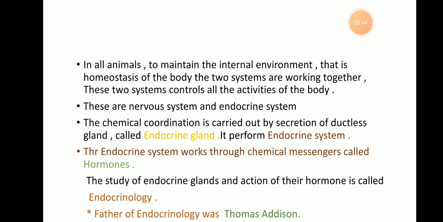So the chemical coordination is carried out by secretion of the ductless glands. Okay, ductless, that means in the multicellular animals' body there are different glands. Some glands secrete their secretion and carry it along with ducts or tubules throughout the body, but some glands secrete their chemical secretion, and this secretion is scattered or carried throughout the body without duct.